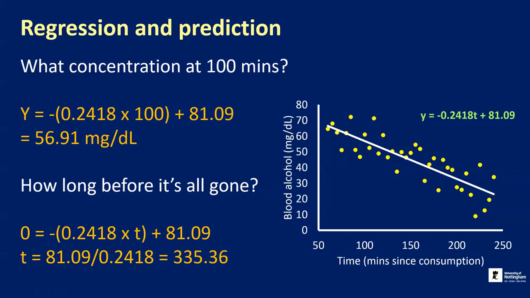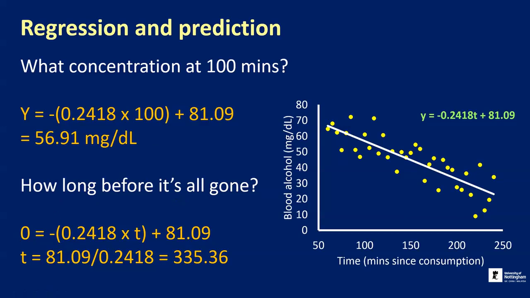So let's look at a couple of examples. We can ask different versions of the same question. So we could say, what's the concentration of alcohol in the blood at 100 minutes? And we can plug 100 minutes into our equation. So blood alcohol equals this negative slope times 100 plus 81. Do the maths and you find that the answer is 56.91 milligrams per deciliter. So people on average in this study are expected to have 56 milligrams per deciliter of alcohol after 100 minutes.